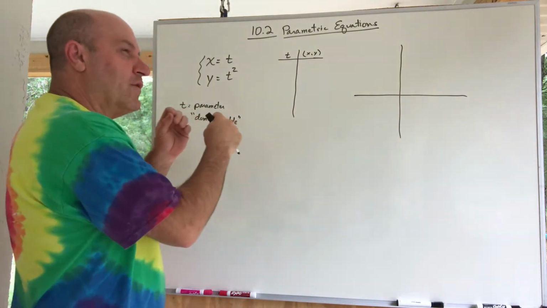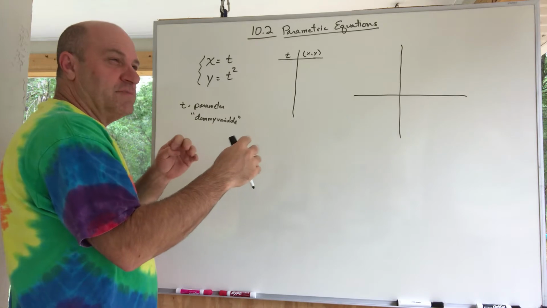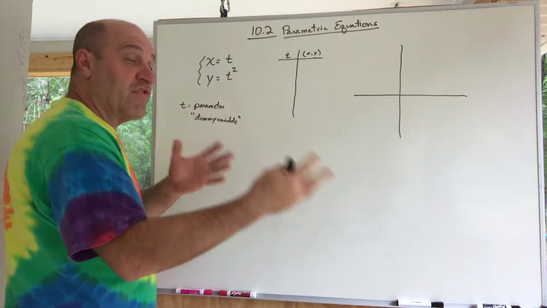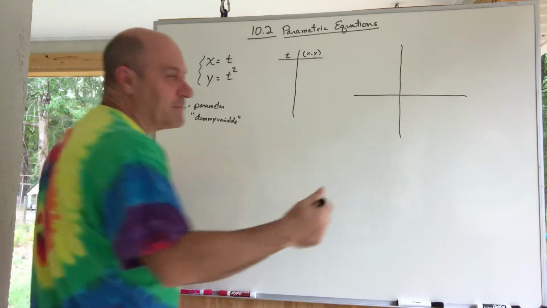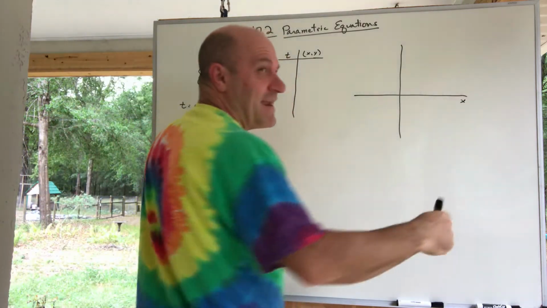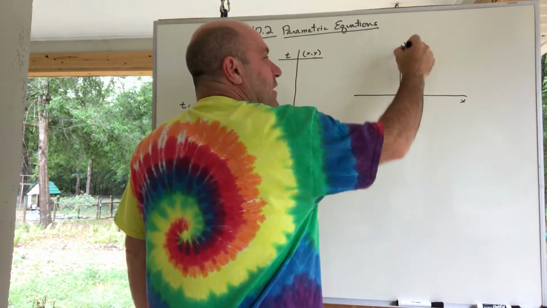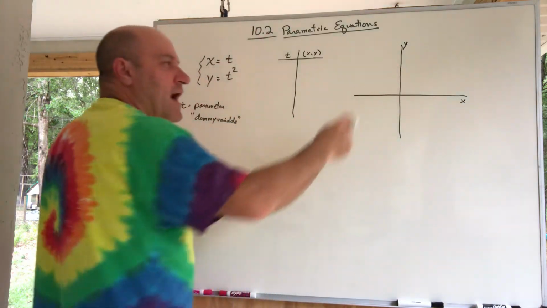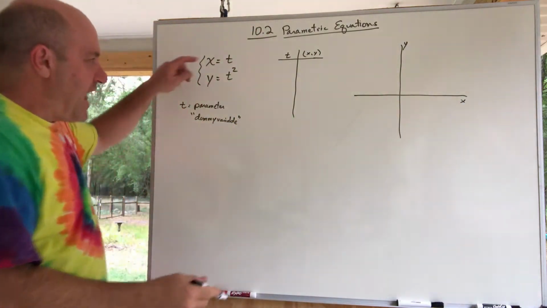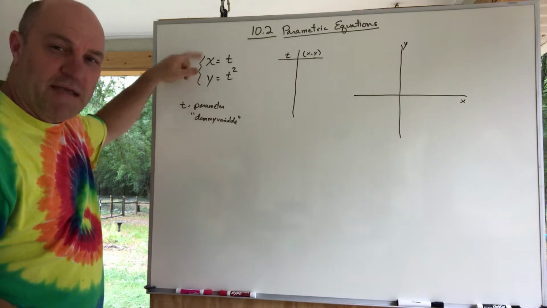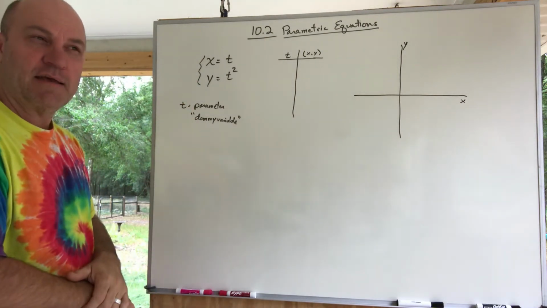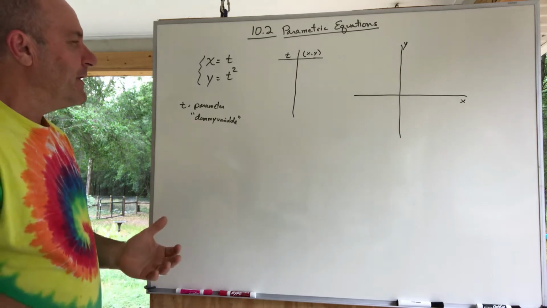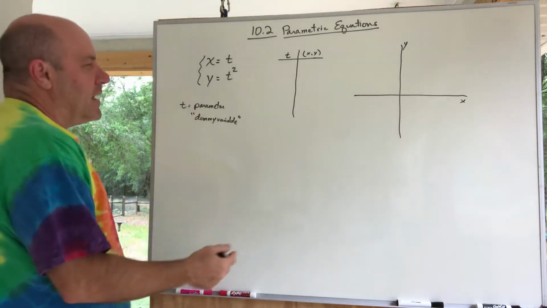So immediately students might think, oh wow, we just jumped into a third variable, we're into a three variable situation. No, we're not. We'll do that in Cal 3. This is still the X and the Y axis, and X is still related to Y, but they're related through this parameter t. So let's plot some points.